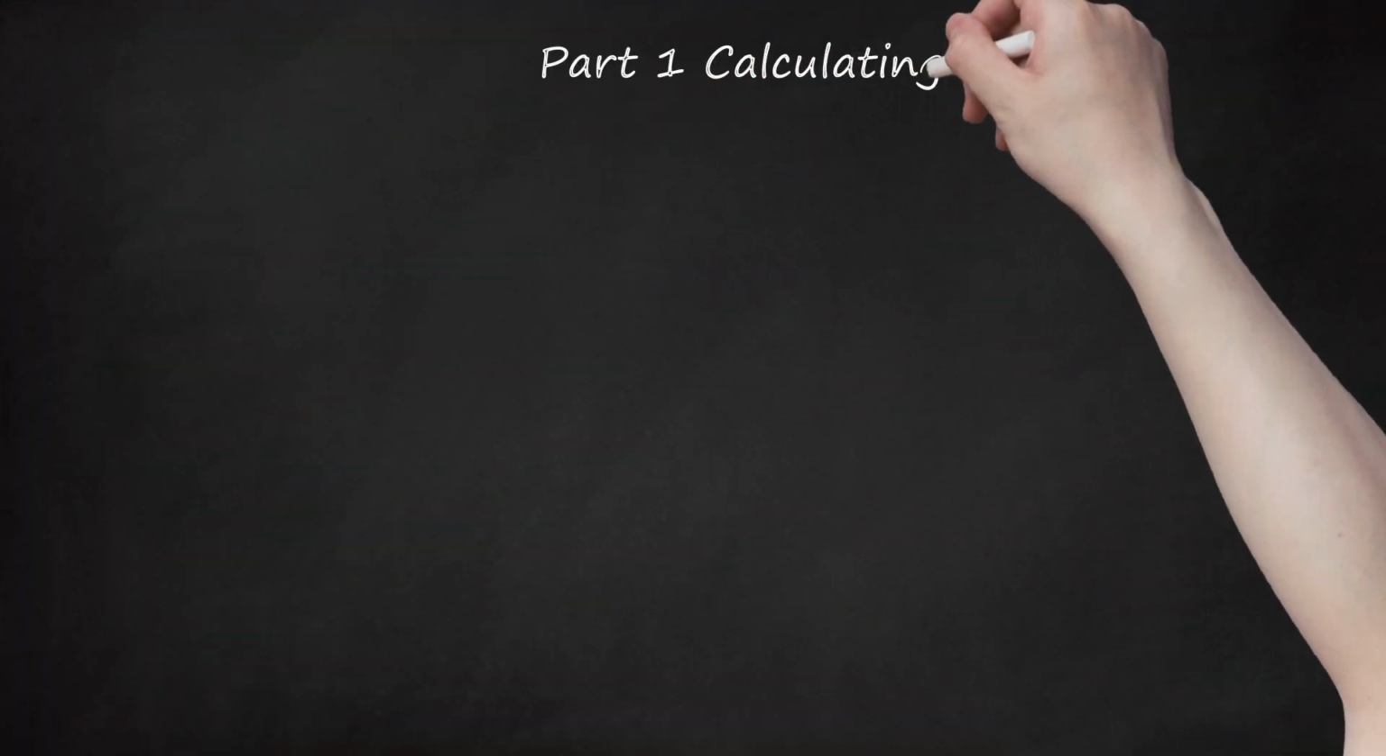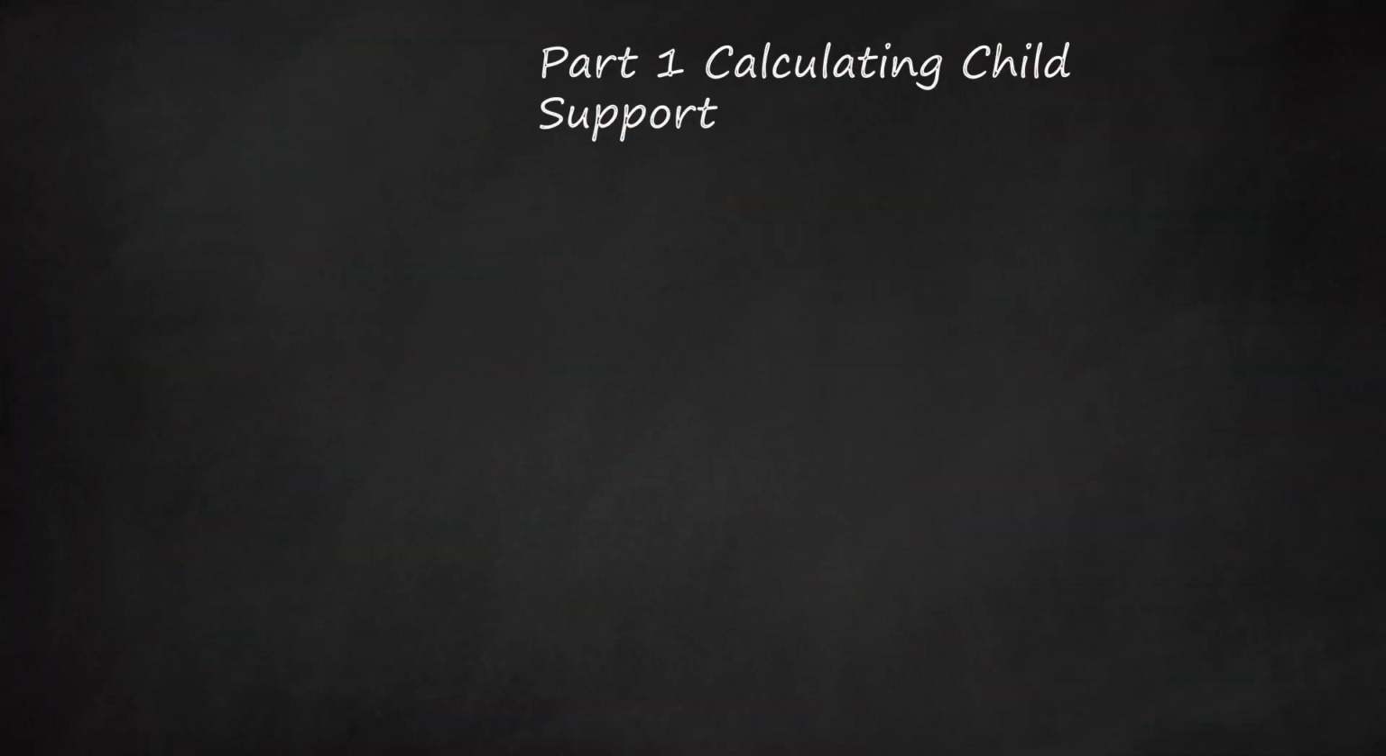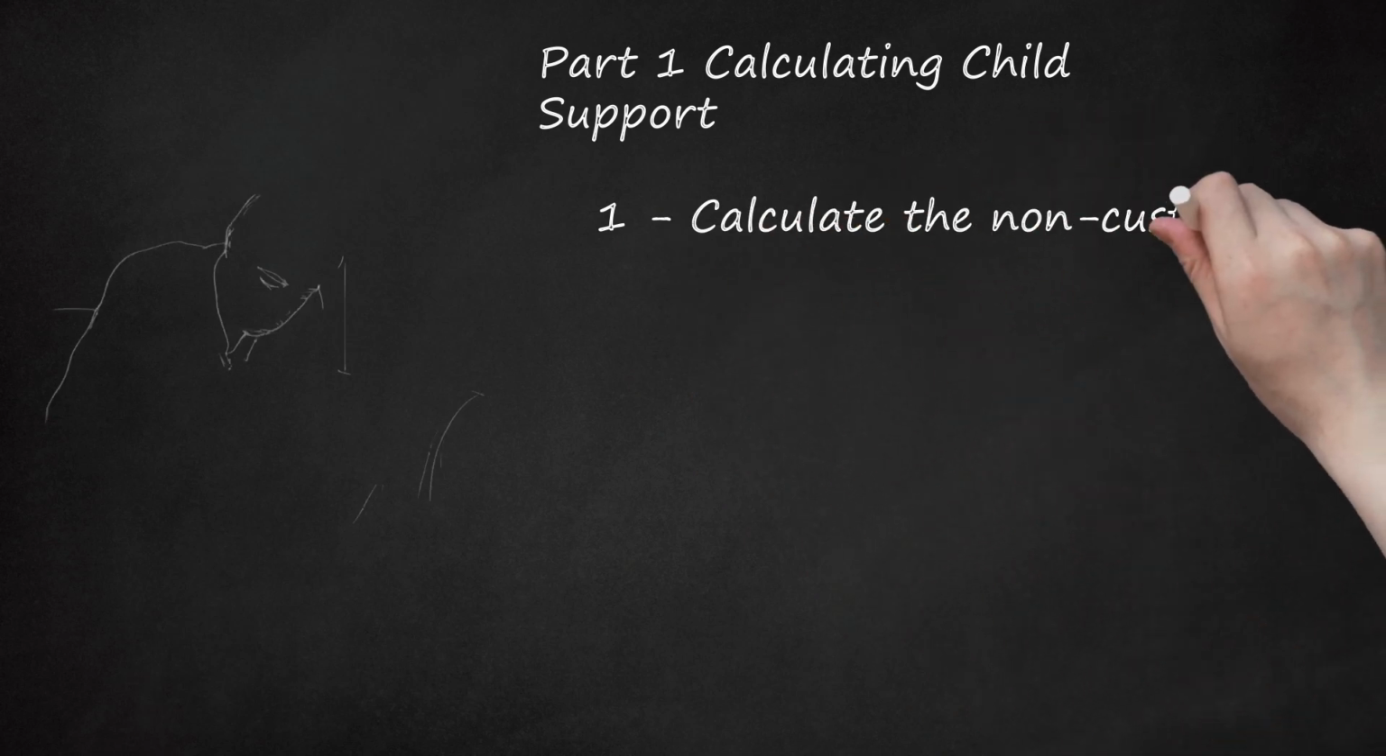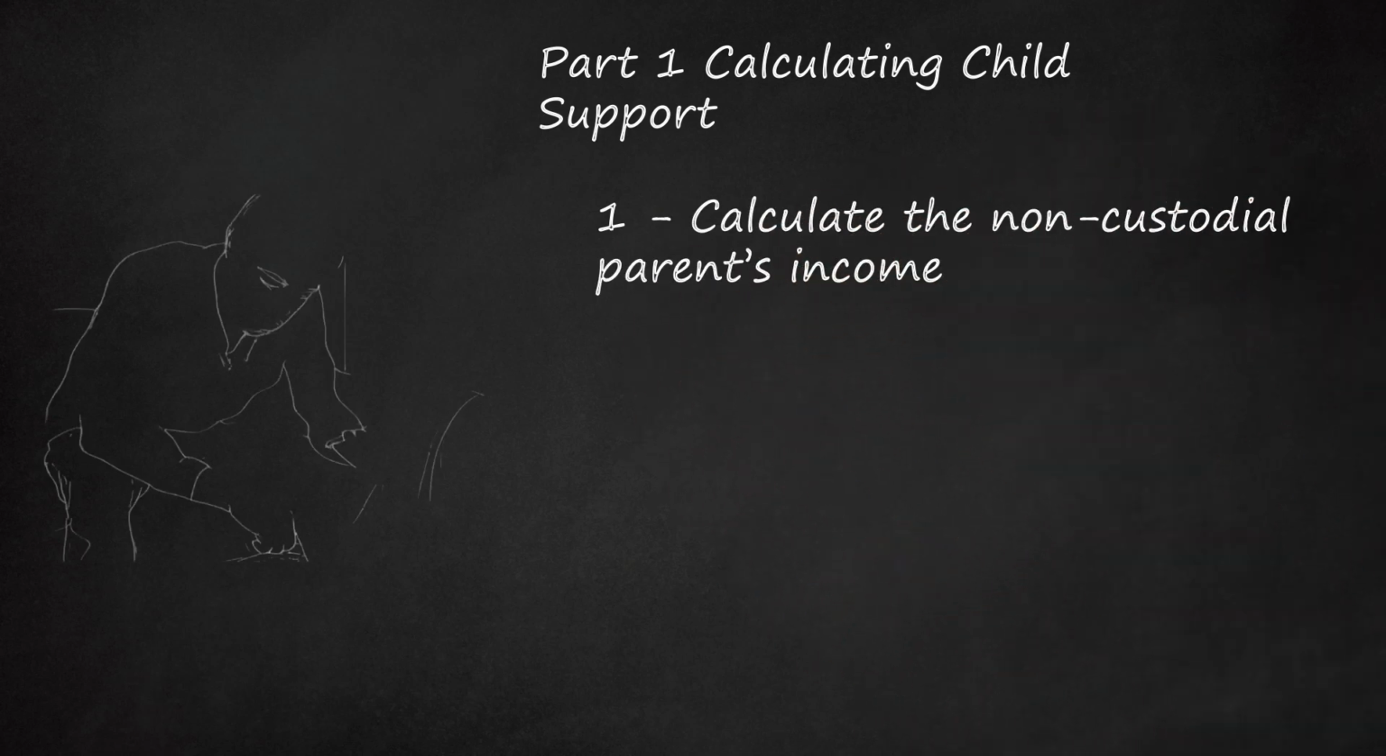Part 1. Calculating child support. 1. Calculate the non-custodial parent's income. Child support is money paid to cover a child's needs. The parent who does not have custody, called the non-custodial parent, pays child support to the parent with custody, the custodial parent. In order to calculate the amount of child support, you should total up the following sources of income, which you should find listed on the financial affidavit your ex completed.